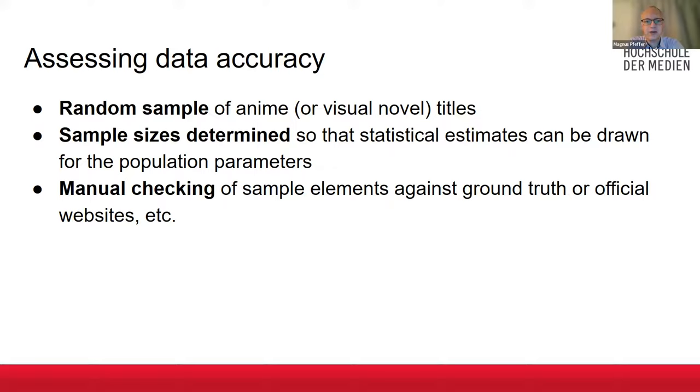We were focusing on the Japanese original title because that is A, the most easy to spot in the original media, and B, most likely to be gotten wrong by international communities, where not every member might be fully aware of the intricacies of the Japanese language. The sample size was determined in a way that the estimates we draw can be applied to the full population, and well, student helpers and members of the project team manually checked the samples against the ground truth, which was usually images of media or sometimes the official websites.